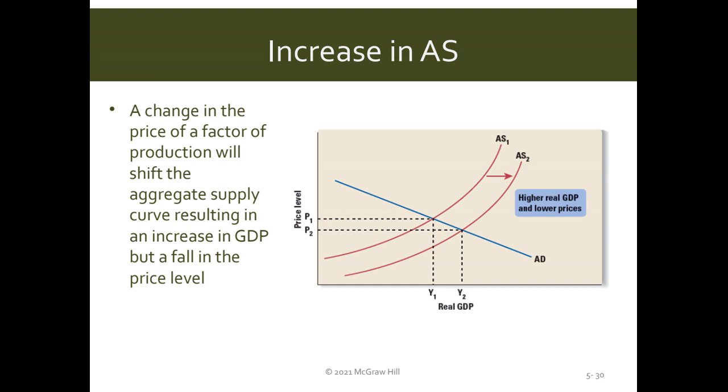So a change in the price of a factor of production will shift the aggregate supply curve, resulting in an increase in GDP but a fall in the price level. I know that by this change, I mean a decrease. Because if the price of a factor of production decreases, it means the cost of production is decreasing, and therefore suppliers are willing to supply more, and the aggregate supply curve shifts to the right. You know what the impact is? The impact is a decrease in equilibrium price and an increase in real GDP. Okay.